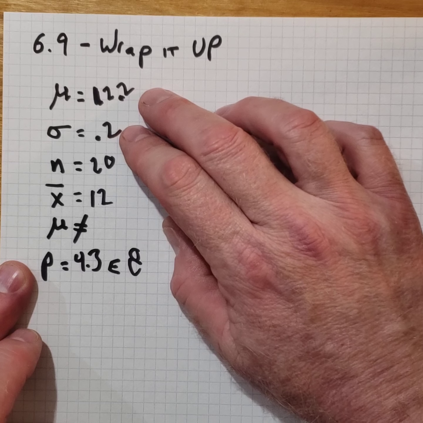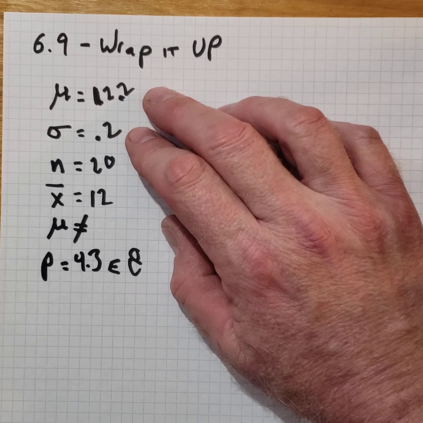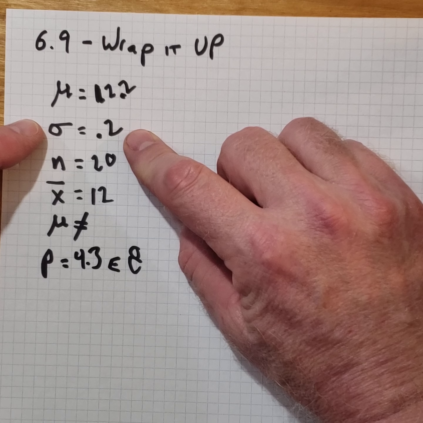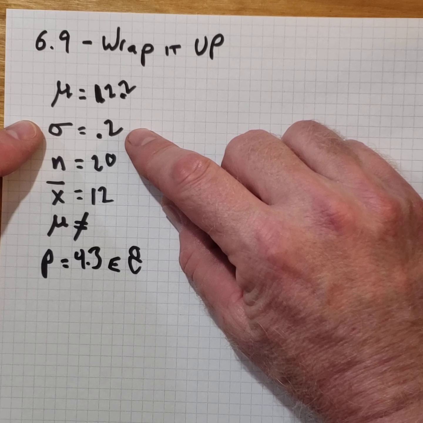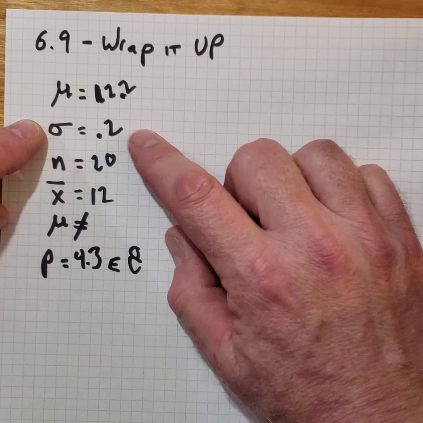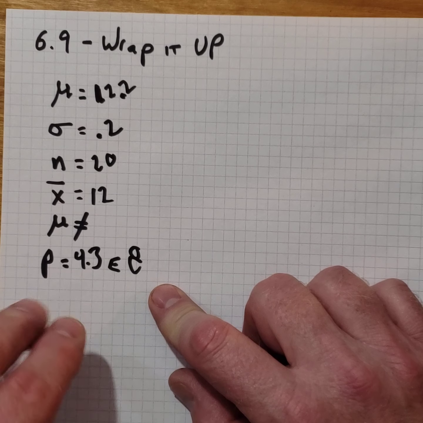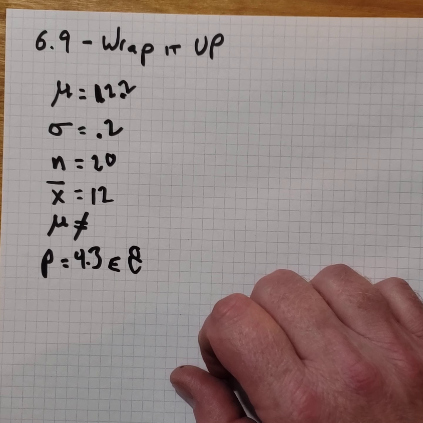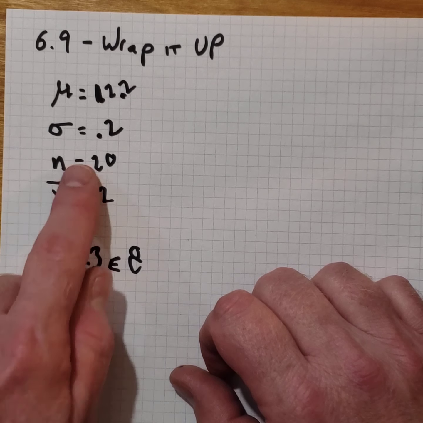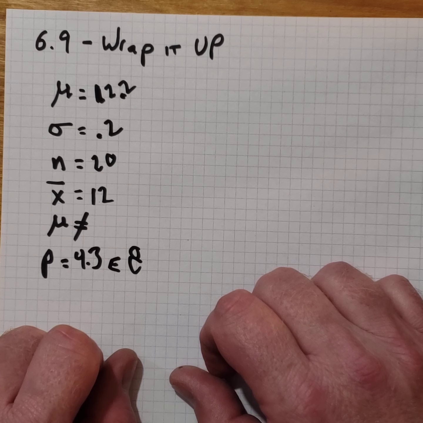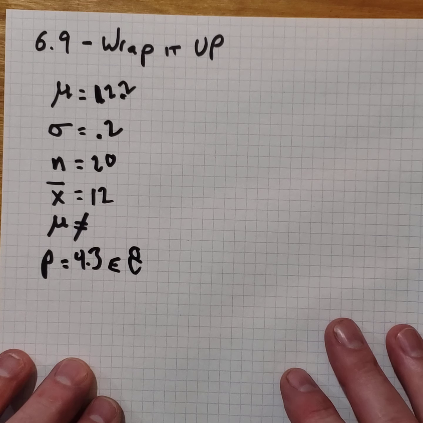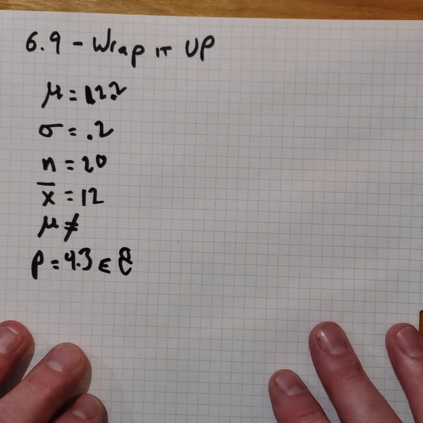If these numbers were right, okay, interpret this one more time. If these numbers were correct and the null hypothesis were correct, that the average actually is 12.2, then there's only a 0.0000008% chance that we would have gotten the results we did. So we're going to reject that null hypothesis. We're going to say, no, I don't think that this information is correct.